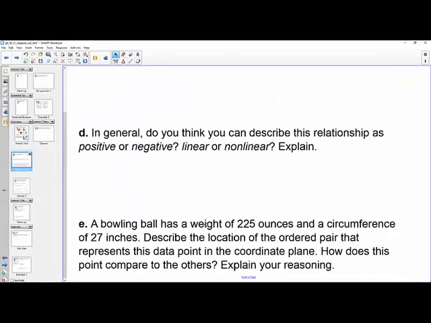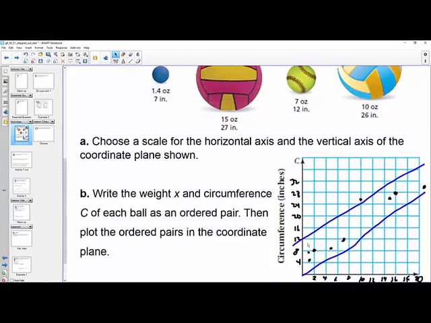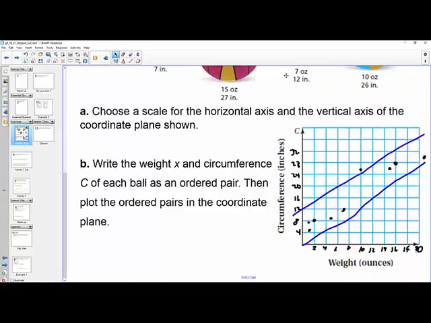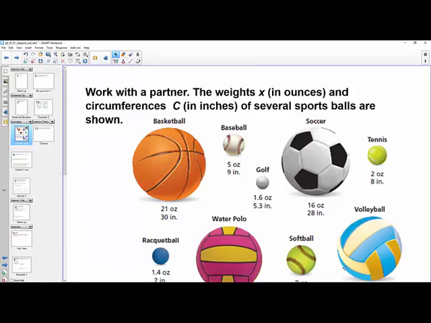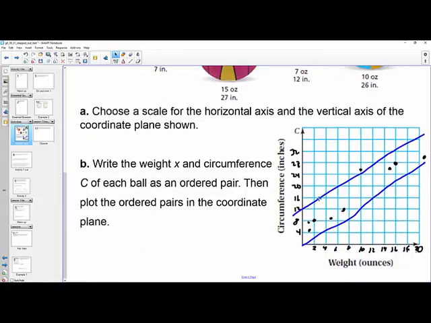So it says a bowling alley has 225 ounces at 27. So if I look here, it's going to be pretty heavy. That's going to be way off the chart, right? Like that will be way up here. For the weight, it'd be way over to the right. So that's what it's asking for. So it has 225 ounces for 27. So 27 is right here, and 225 is way out. So it's kind of a major outlier because it'd be way over to the right.